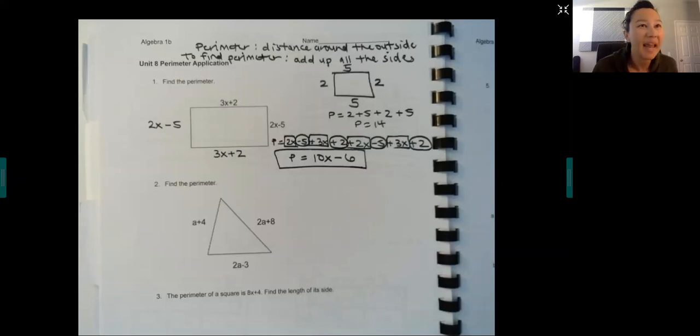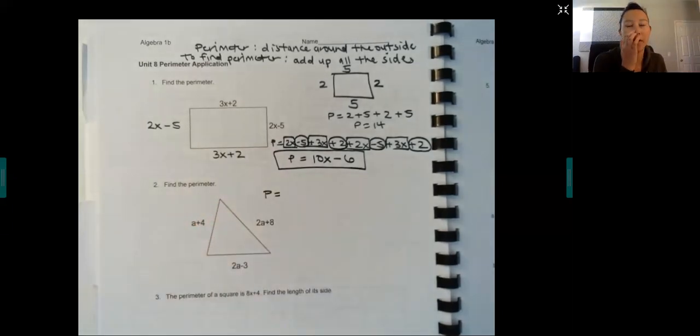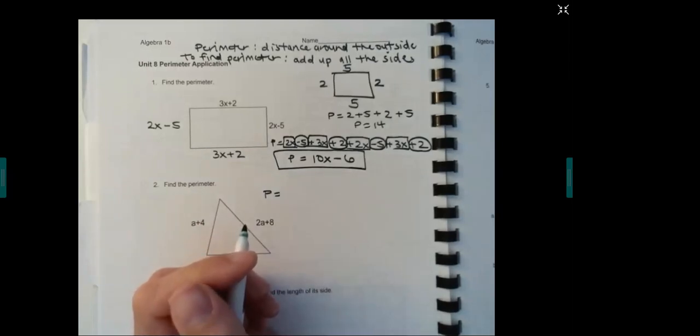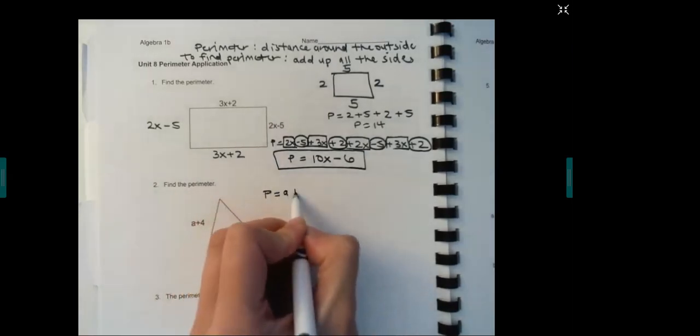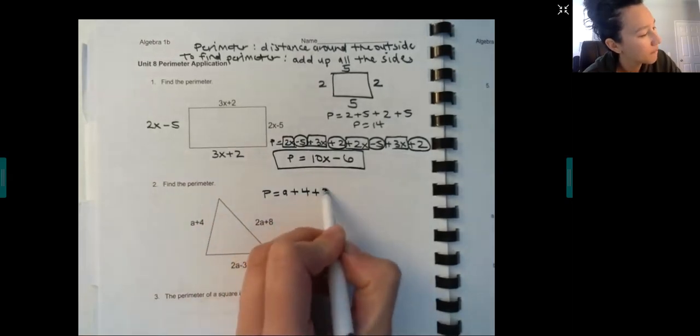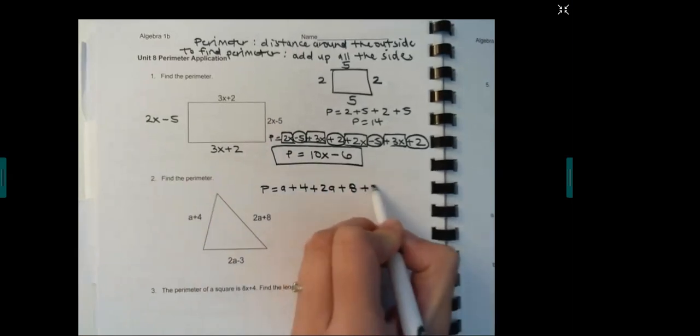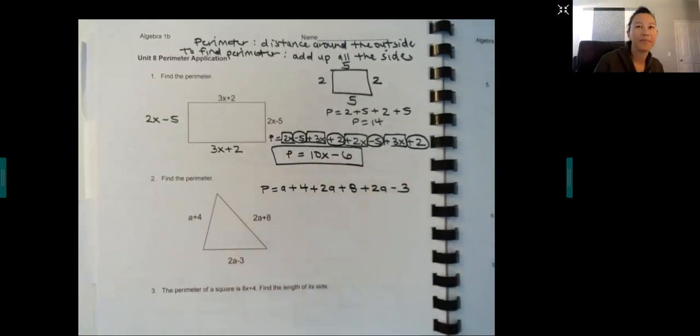Okay, can I get a volunteer to tell me what the equation is that you set up? Perimeter equals, what did you add up? I added up a plus 4, plus 2a plus 8, plus 2a, minus 3. Excellent. Thank you, Savannah. Very good.